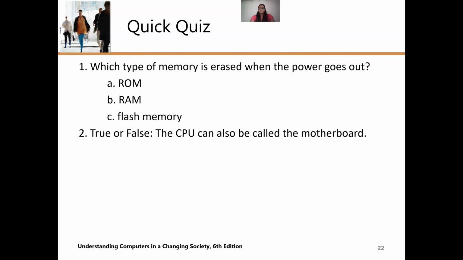True or false? The CPU can also be called the motherboard. Is it true or is it false? A CPU with 4 cores is called a dash CPU. What goes into the blank? I hope you're ready with the answers. Let us check.